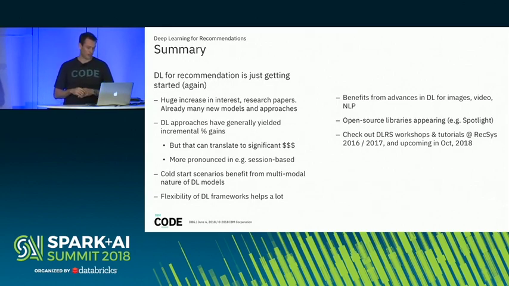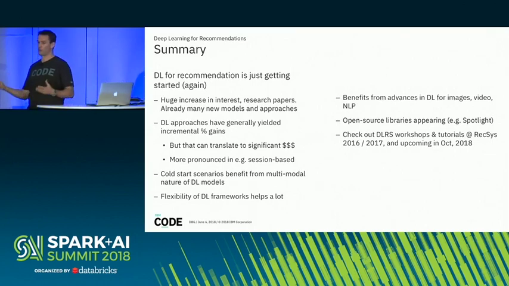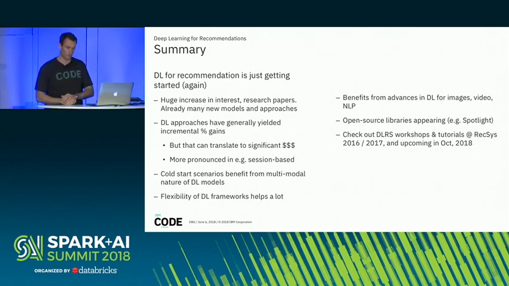So what's nice is, because we're using these deep learning techniques from other domains, as those domains get better and better, and as they release more state-of-the-art results, we can just fold them in, using these flexible architectures. And there have been recent open source libraries appearing, such as Spotlight for PyTorch.